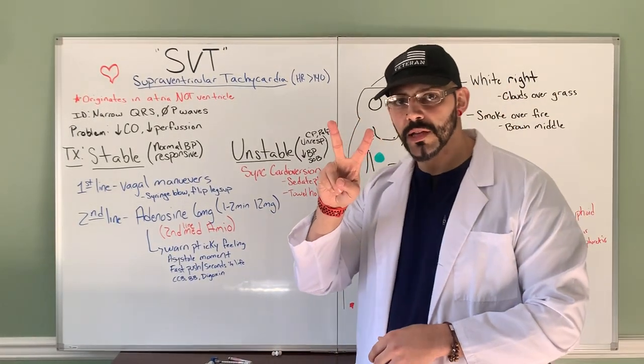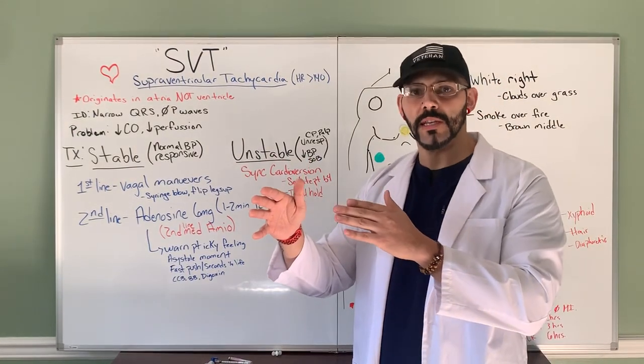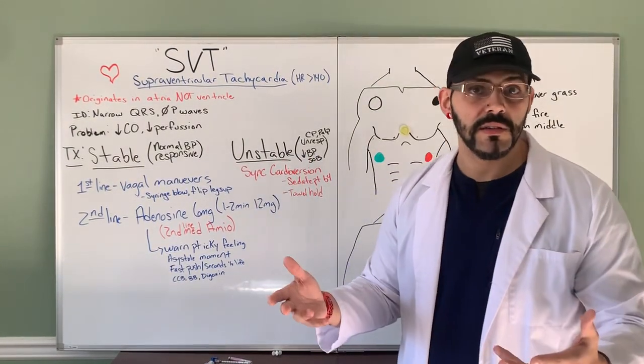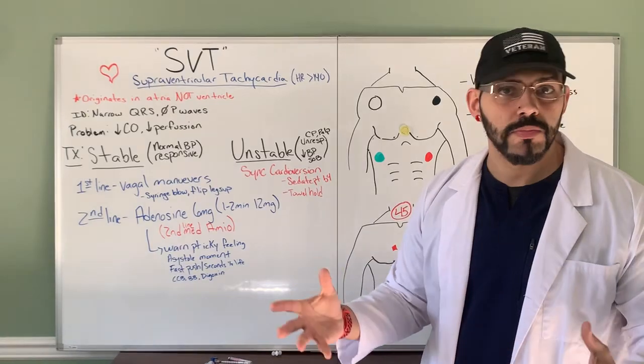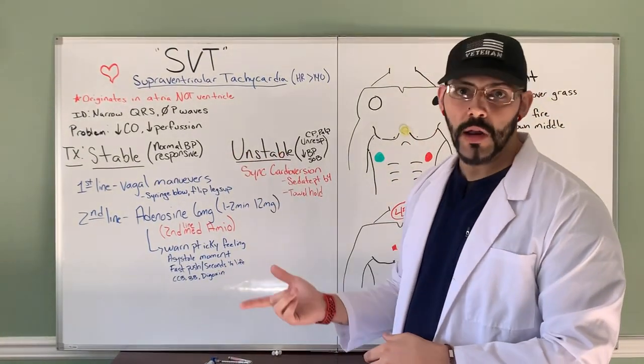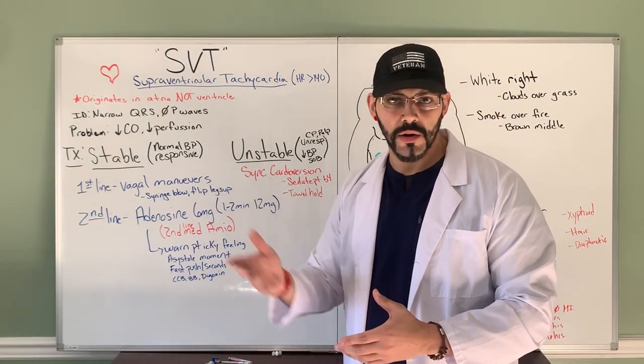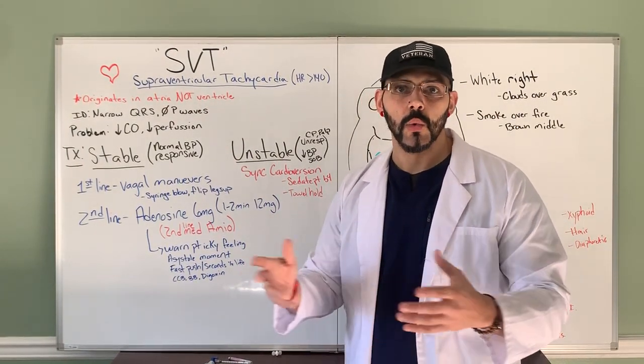Two types of SVT. You have your stable and your unstable, right? Now your stable SVT is when the patient is responsive, they have a normal blood pressure, okay? You wouldn't even know anything is wrong until you saw it on the monitor, right? So you see on the monitor that your patient's at 140 or above, okay? Now you know that you're in SVT. What do we do, all right?